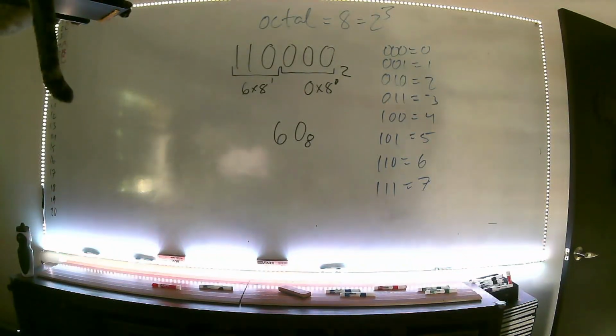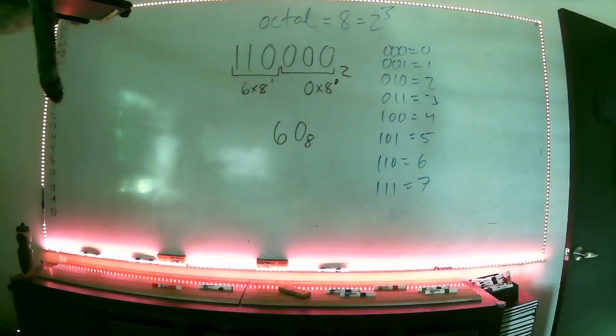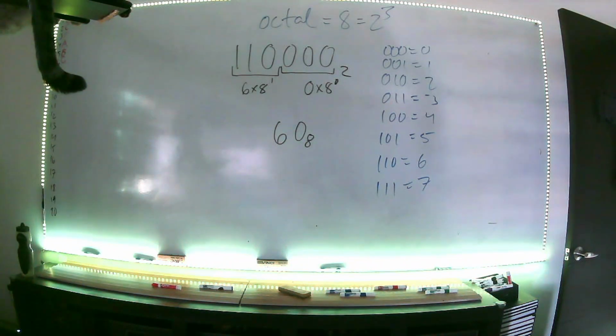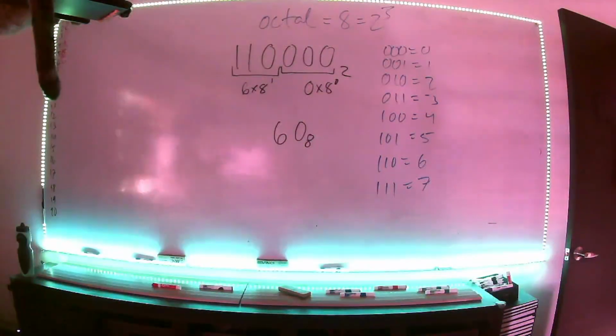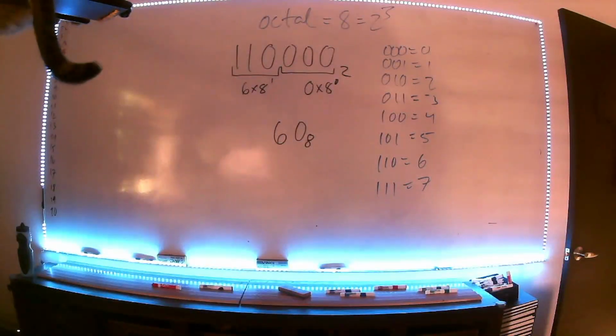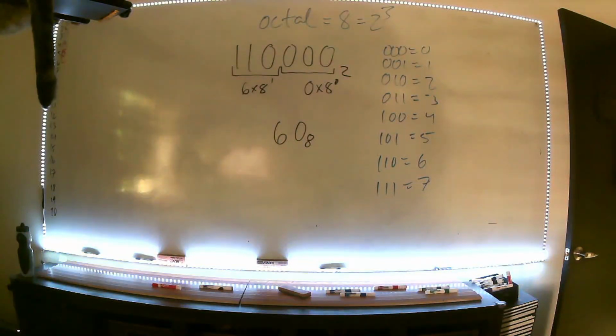And I would recommend you practice this many times as well. You almost never have to write anything. I can just look at this octal number, imagine the divisions between the triplets, and I already know what the answer is going to be.